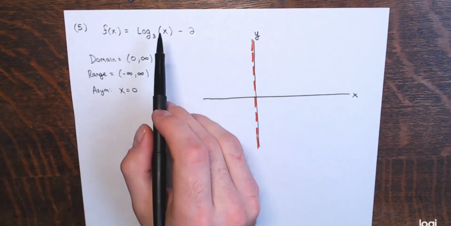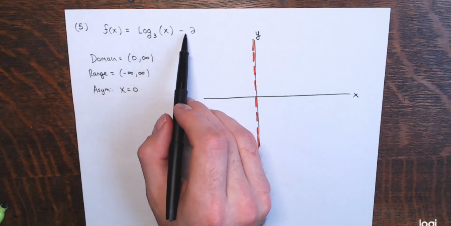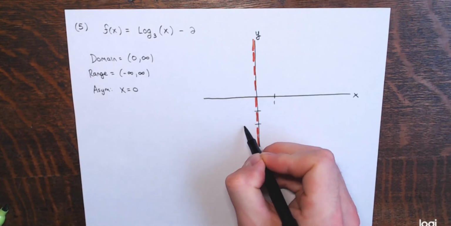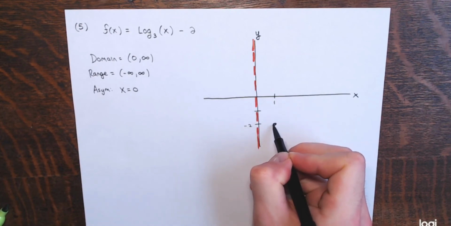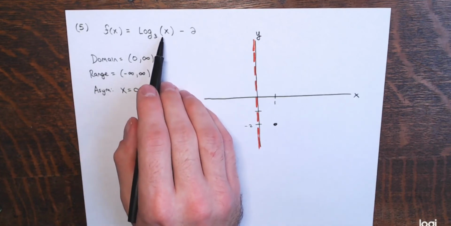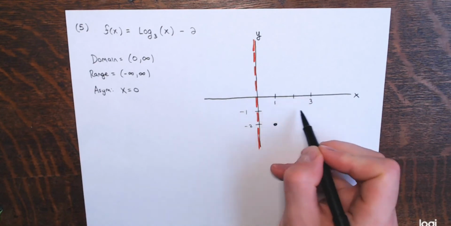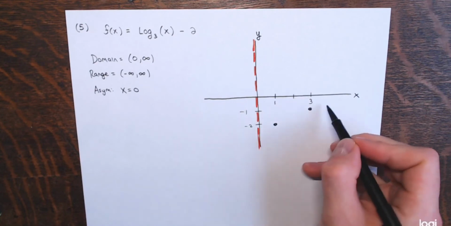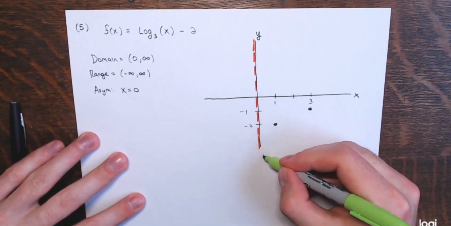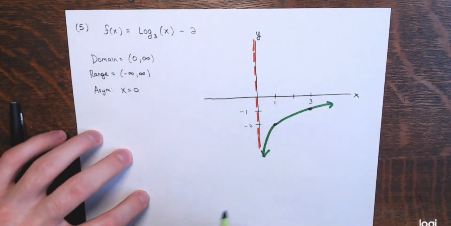Now if I plug in 1, log base 3 of 1 is 0, but then don't forget the minus 2. 0 minus 2 is negative 2. So (1, negative 2) is on the graph. And then plug in 3. Log base 3 of 3 is 1. Minus 2 is negative 1. So (3, negative 1) is also on the graph. So it's an increasing function with an asymptote at the y-axis, looking something like this. Something like that.